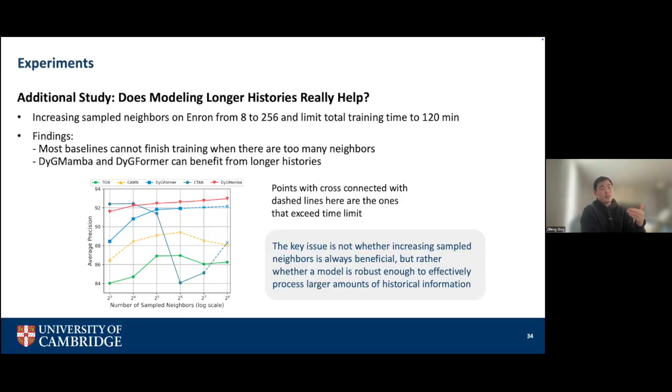So we think we can conclude that the key issue is not whether increasing sample neighbors is always beneficial, but rather whether a model is robust enough to effectively process larger amounts of historical information, whether a model can distinguish the important information from the redundant one.